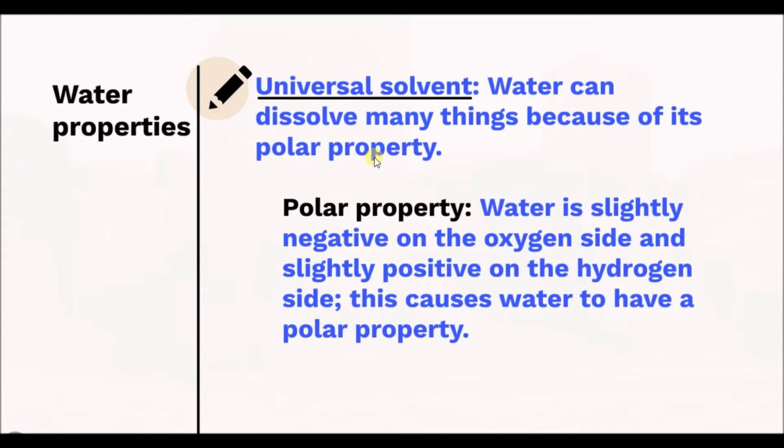So water's polar property. I would not write this last little part right here if I were you. Don't just copy everything down word for word. Water is slightly negative on the oxygen side and slightly positive on the hydrogen side. That's what gives it its polar property.